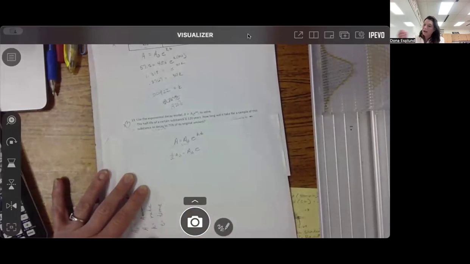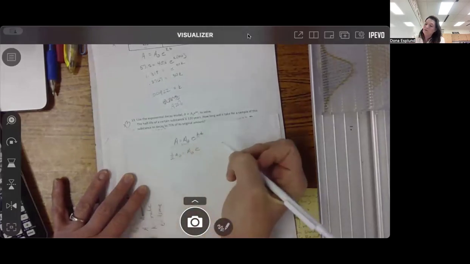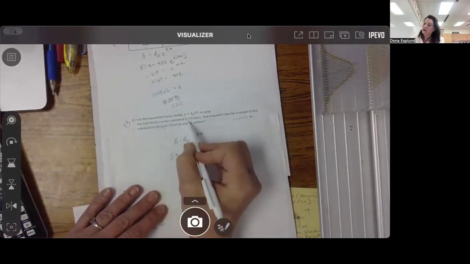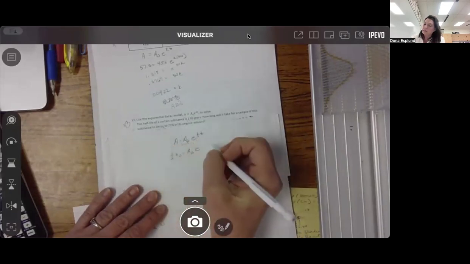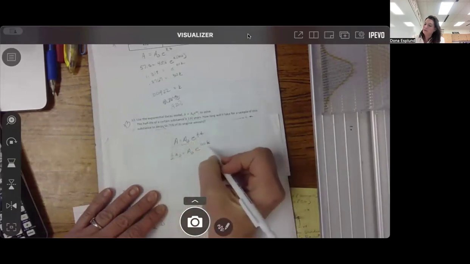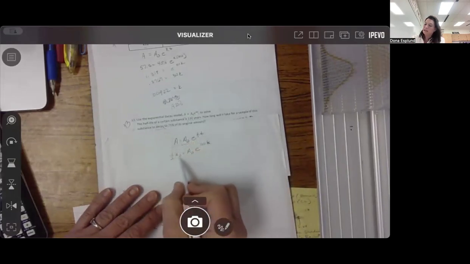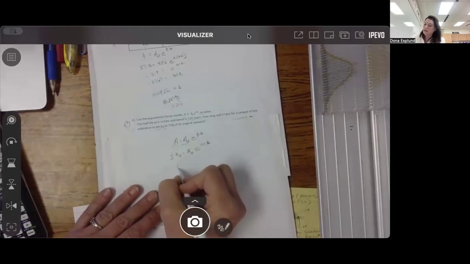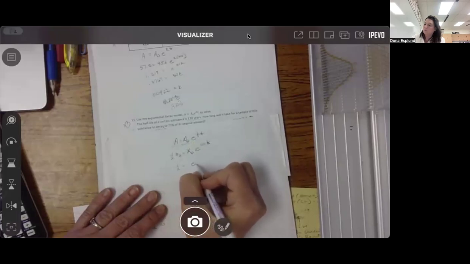And then I know I need to find k first. I'm given that the half-life is 120 years, and so that means I'm going to have 120 times my k, and I need to find k. Now, the A sub naught cancels out on both sides, and so I end up with just 1/2 equals e to the 120k.